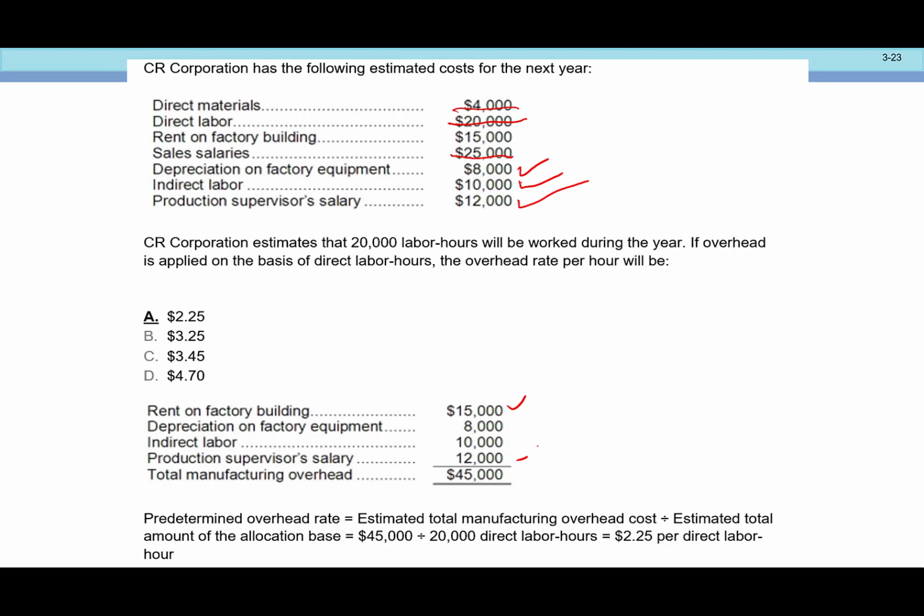It would probably be based on, well, it really depends, because you look at some of these and you're like, well, depreciation may be the floor space, the square footage of the building might be the driver, right? The supervisor's salary and indirect labor is probably going to be direct labor hours. So what should we use? It's the one that most drives the cost if we have a single plant-wide overhead rate.